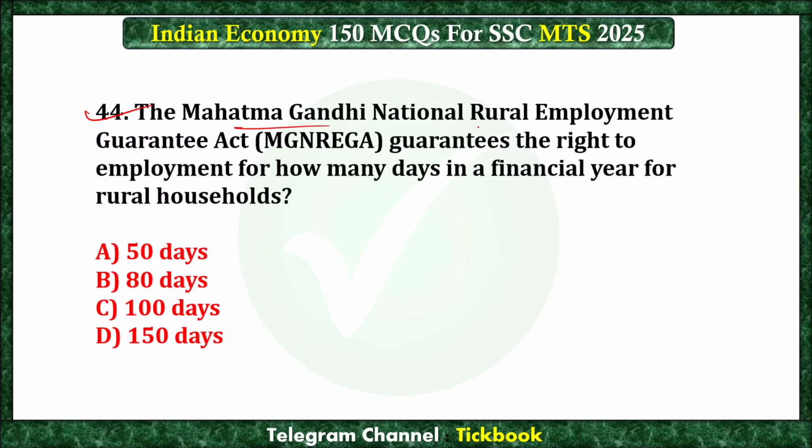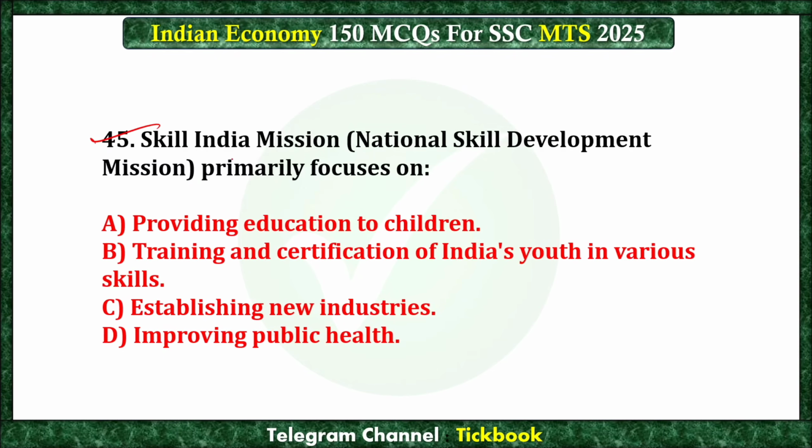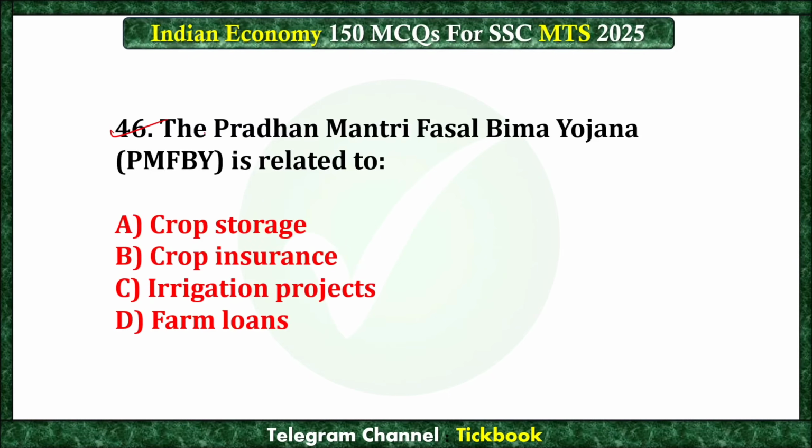44. The Mahatma Gandhi National Rural Employment Guarantee Act (MNREGA) guarantees the right to employment for how many days in a financial year for rural households? Option number C, 100 days. 45. Skill India Mission, National Skill Development Mission primarily focuses on option number B, training and certification of India's youth in various skills. 46. The Pradhan Mantri Fasal Bima Yojana is related to option number B, crop insurance.